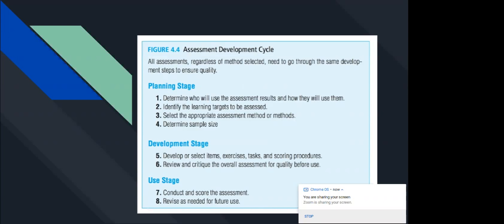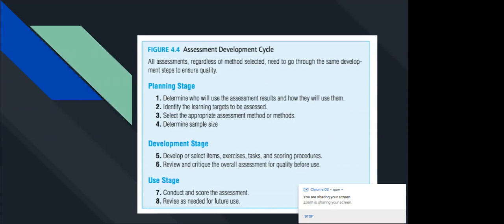The next is we are going to use it and we're going to score it. And then we're going to go back and we're going to revise it. So if I did an assessment where all the children were getting true and false wrong, but when I sat down and discussed it with them, they knew what I was trying to assess, there's something wrong with that assessment. So we need to go back and we need to revise it.